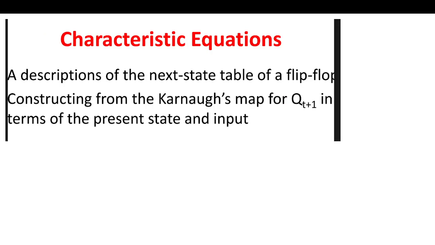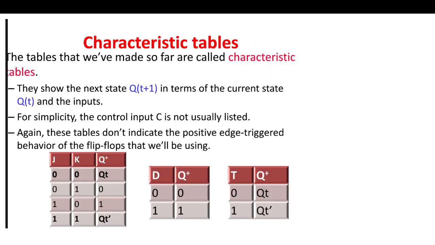So what is characteristic equation? It is a description of the state, next state table of the flip-flop, constructed from the K map. So what is the characteristic table? It is the table where we say what will be the next state with respect to the input. And what is excitation table? We give the present state, next state, and for that what will be the input. That is known as excitation table.